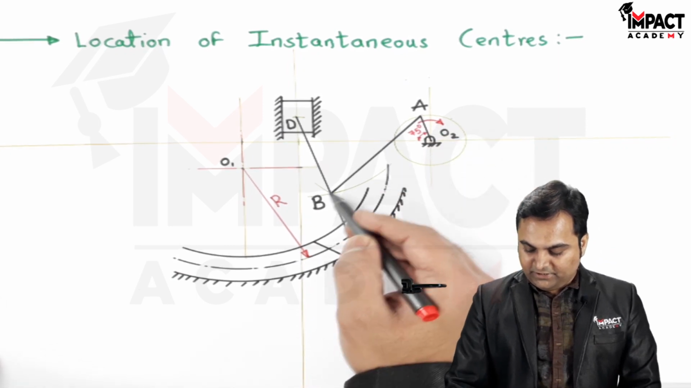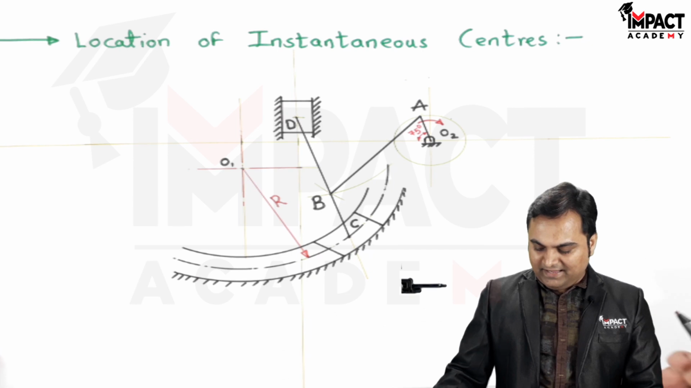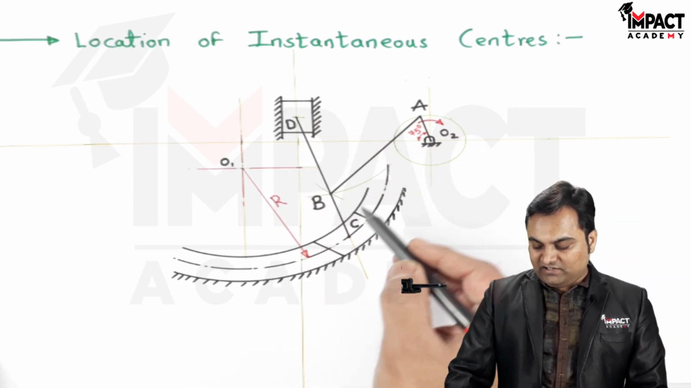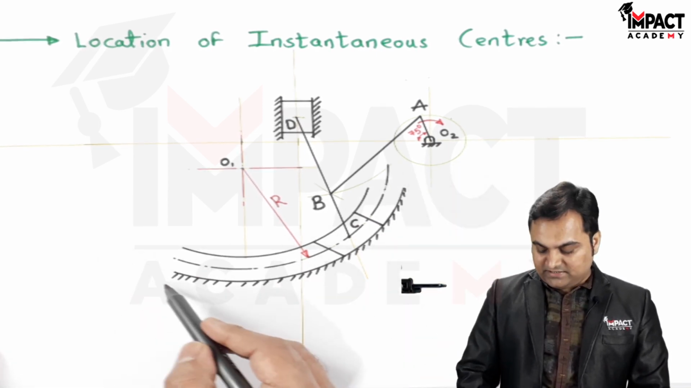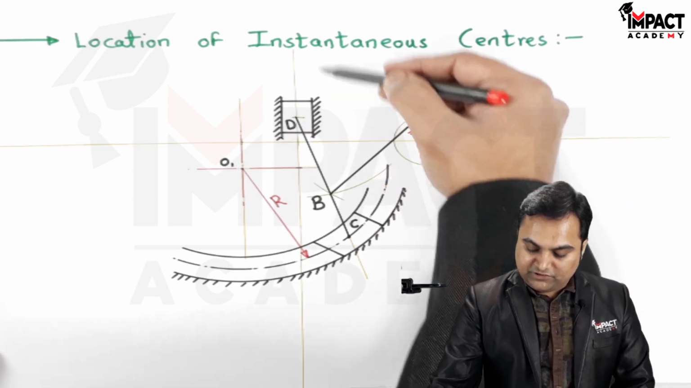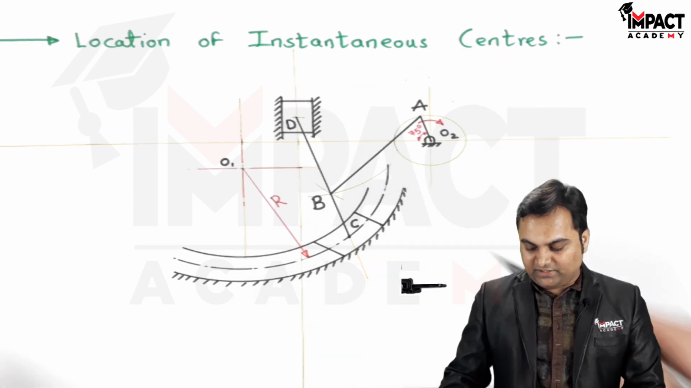Then it is connected with AB and here there is link CD. And as we can see there are two sliders given. One of the sliders is sliding in an angular direction as we see here inside this fixed link. Then there is another slider which would be sliding vertically in the guides as we see here.